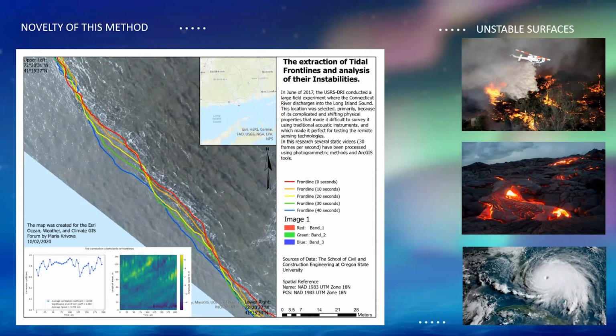So the final map shows a selected frontline propagation with the 10-second lag. It was impossible to put all 50 frontlines here. I show only 5. Also, this approach can be applied for the processing and analysis not only of water surfaces, but also other unstable surfaces like forest fires, volcanic movements, or hurricane propagation.